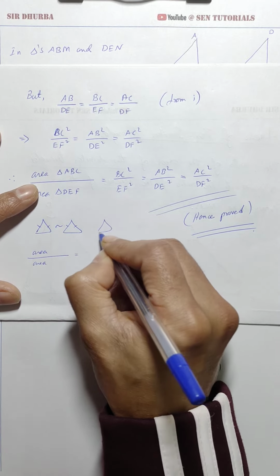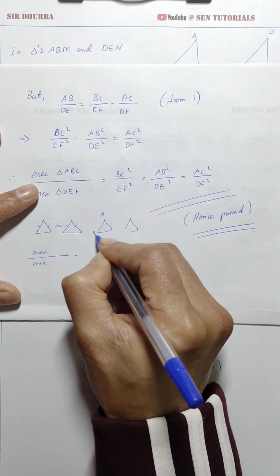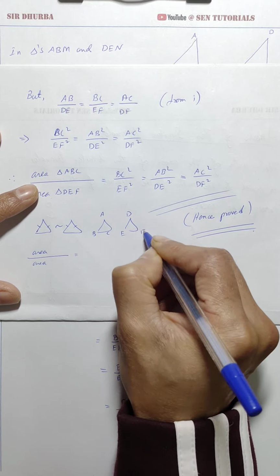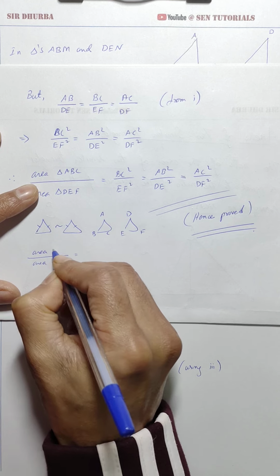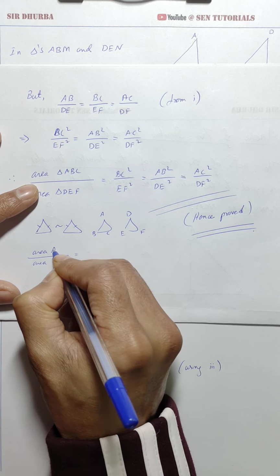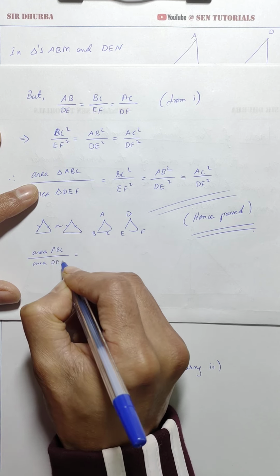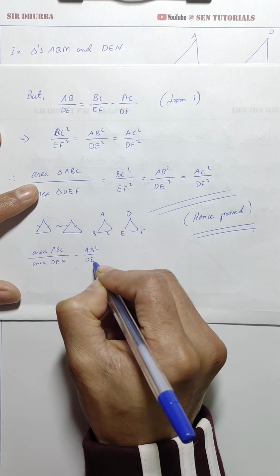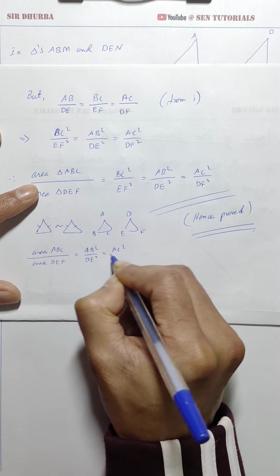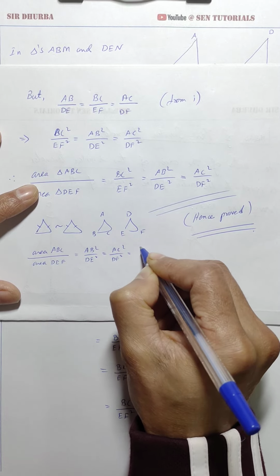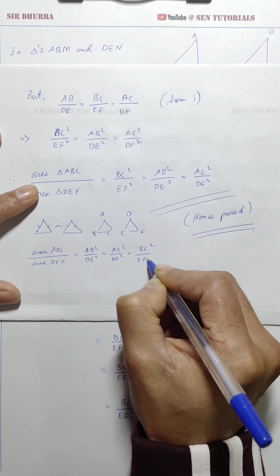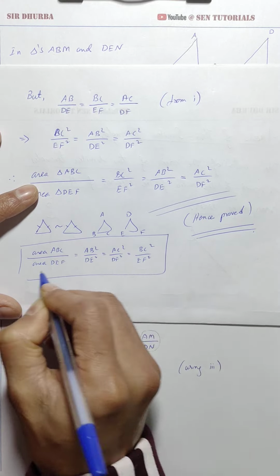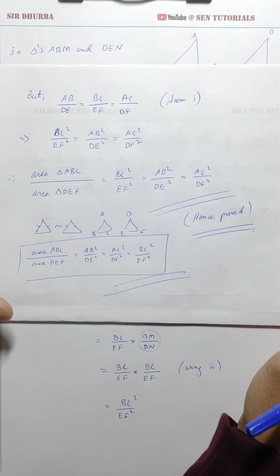That means if you have two triangles ABC and DEF, then the ratio of the areas of triangles ABC and DEF would be equal to the squares of their corresponding sides. That is, AC square by DF square is equal to BC square by EF square. So this is what the theorem gave us, and we have proved it without any problem.